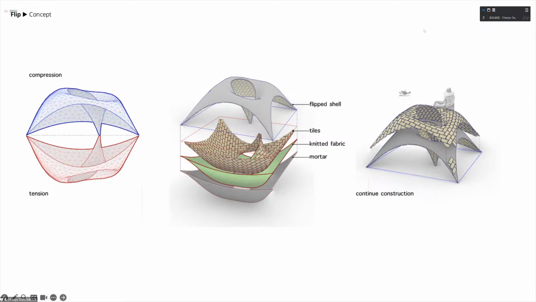So due to the coupling relationship between tension and compression, we designed a hanging shell, which is composed of a hanging fabric and the ties. And then we will add a mortar on top of it to rigidize it. Then we can flip it, which turns into a shell in full compression. And afterwards, we can add more layers of ties on the top, either manually or using robots or drones.